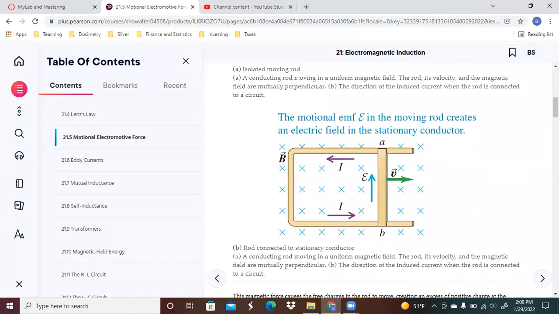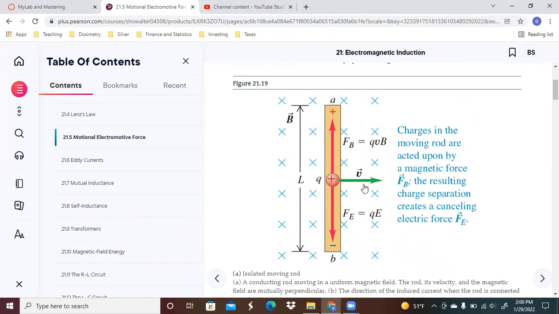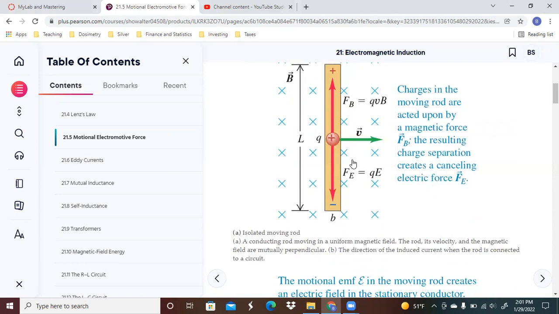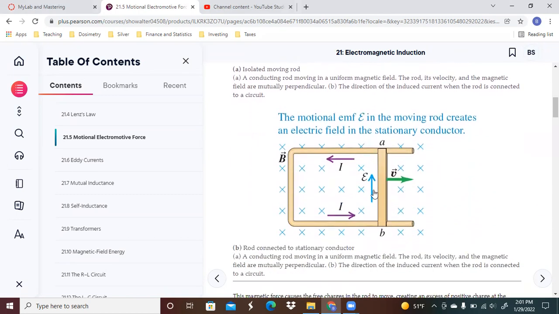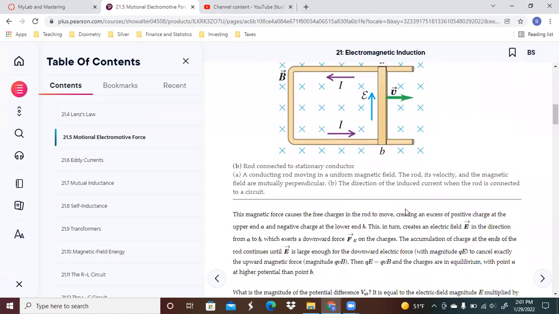So we've got the direction of the induced current. This again follows a right-hand rule. The velocity, if we use a right hand, is pointed out to the right, B is pointed into the page, our palm is up. Therefore, the force is going to be this way. The resulting charge separation creates a canceling electric force in this direction. So the motional EMF in the moving rod creates an electric field in the stationary conductor.